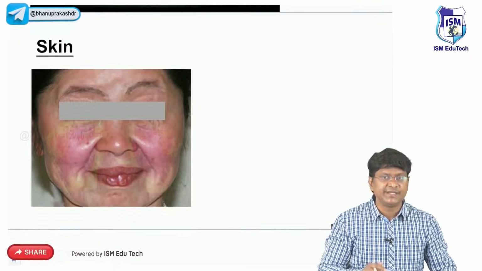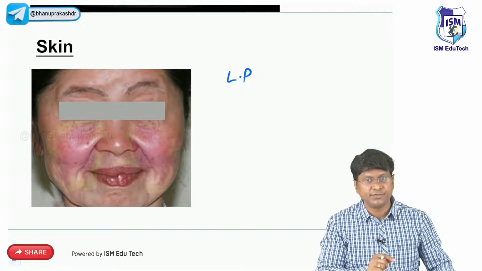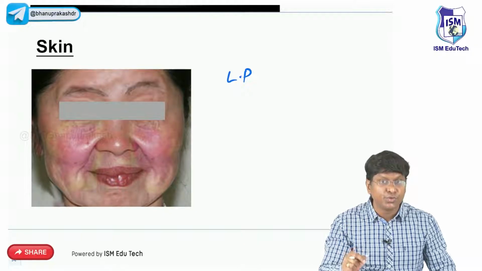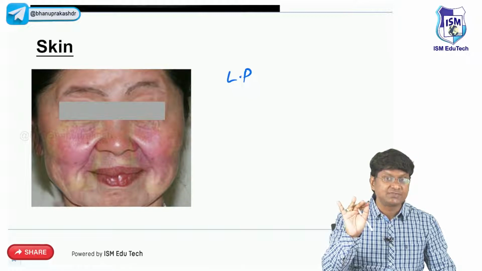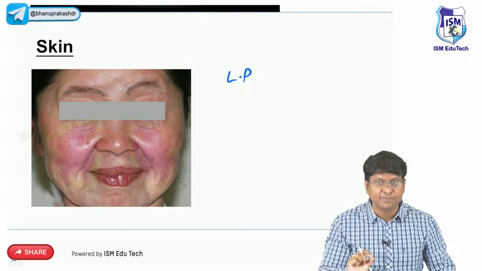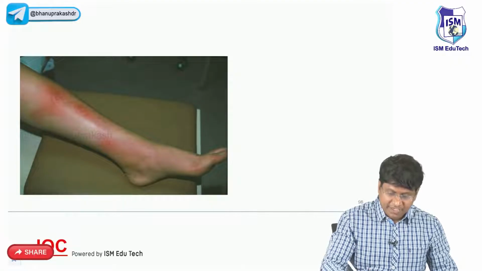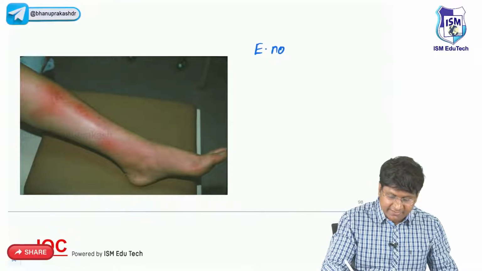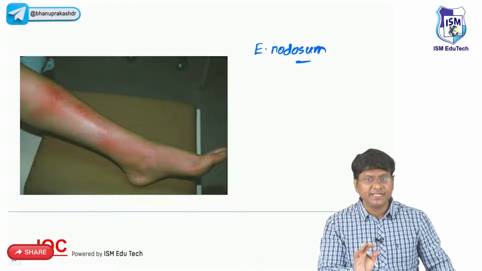Next thing is the skin involvement. So two important skin manifestations. One is your lupus pernio, which is nothing but your purple bluish hue around the nose, cheek, lips, as well as the part of ears. That will be your lupus pernio, right? And the other important skin manifestation will be in the form of erythema nodosum, right?